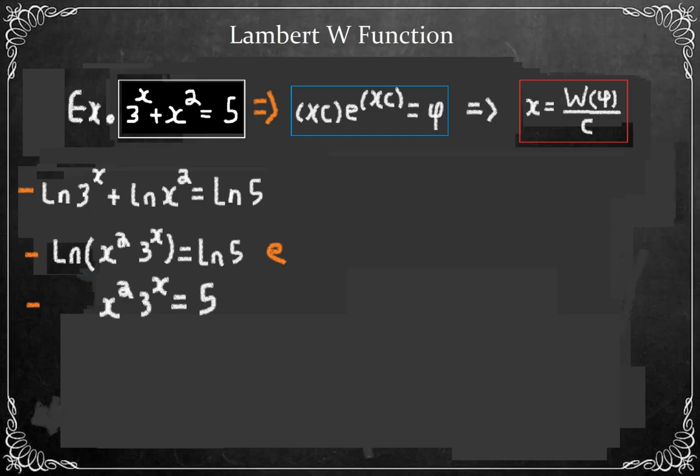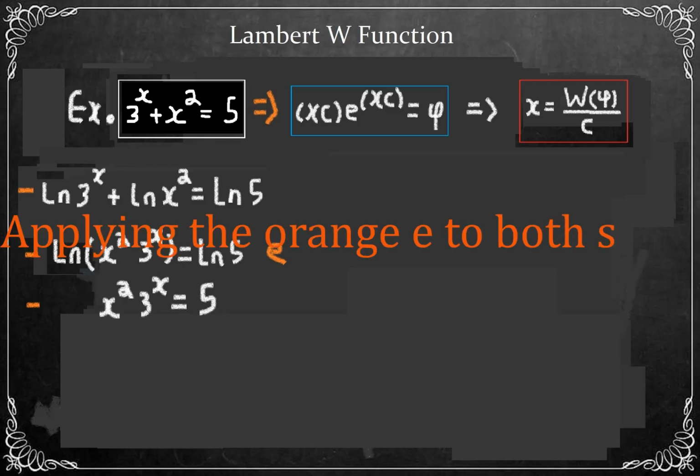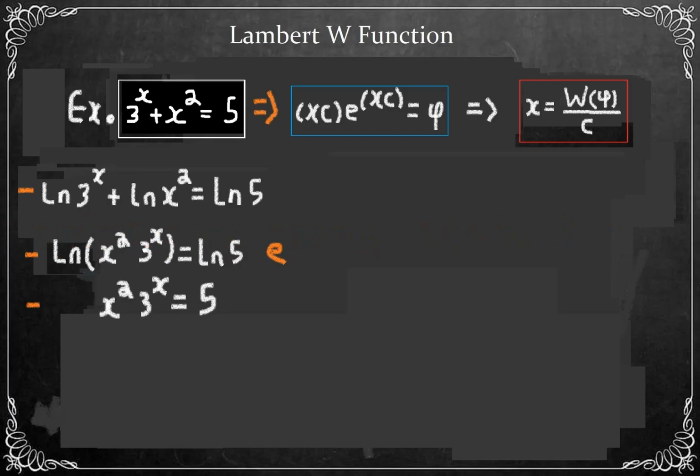Now remember, the natural log has a base e. If we take the e of both sides, we'll unpack that equation. Now, it's a different equation for sure. X squared times 3 to the x is definitely different. It's a different equation.